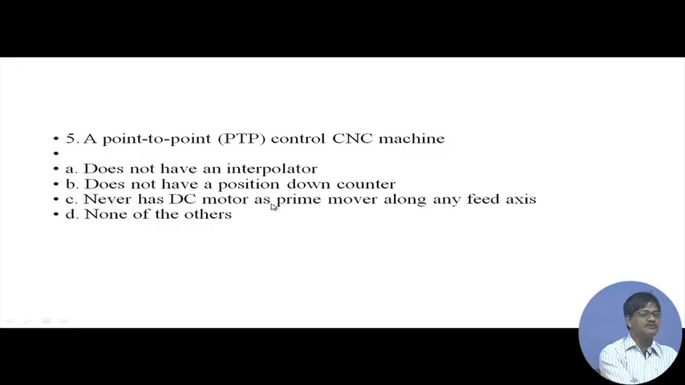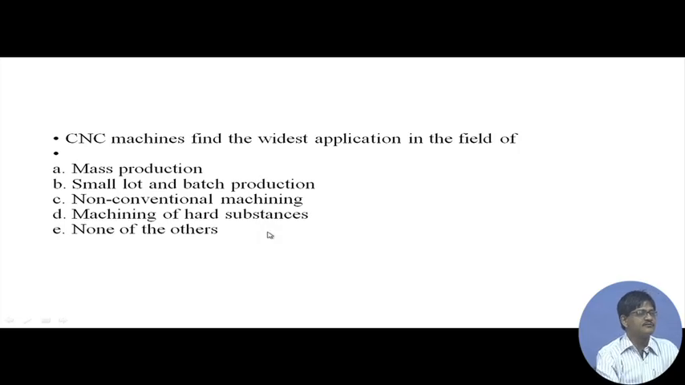A point-to-point control CNC machine does not have an interpolator, that is correct. Does not have a position down counter, that is not true. Position down counter is present in all CNC machines. Never has DC motor as prime mover along any feed axis, that is not correct. You can well have DC motors with closed loop, none of the others. So, the correct answer is does not have an interpolator. CNC machines find the widest application, this we have already done. The correct answer will be small lot and batch production.